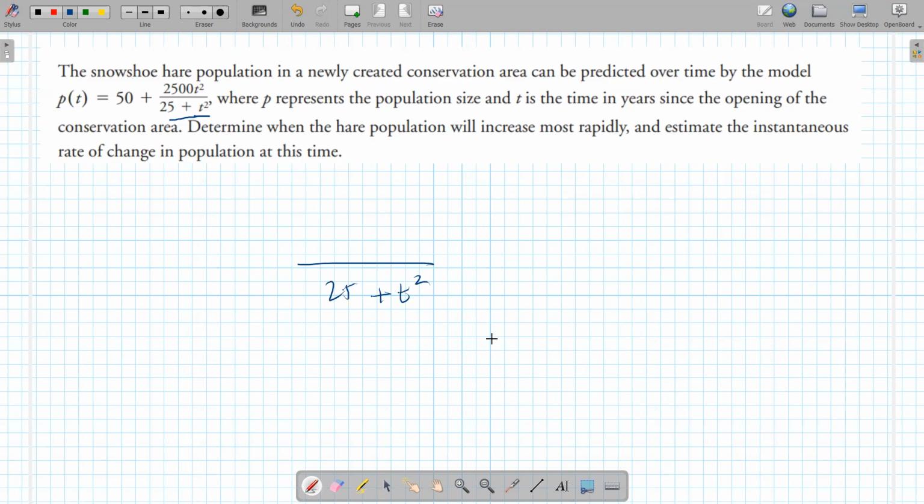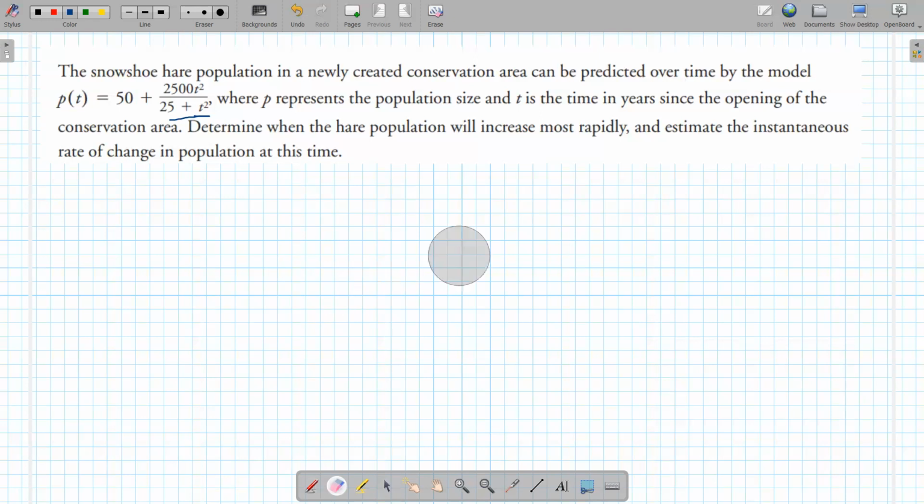What about when t is -5? But then it becomes positive 25. So is there any value of t that will give you a 0 in the denominator? No, there's nothing that'll give you a 0 in the denominator. So that means this function does not have a vertical asymptote, okay? No vertical asymptote.